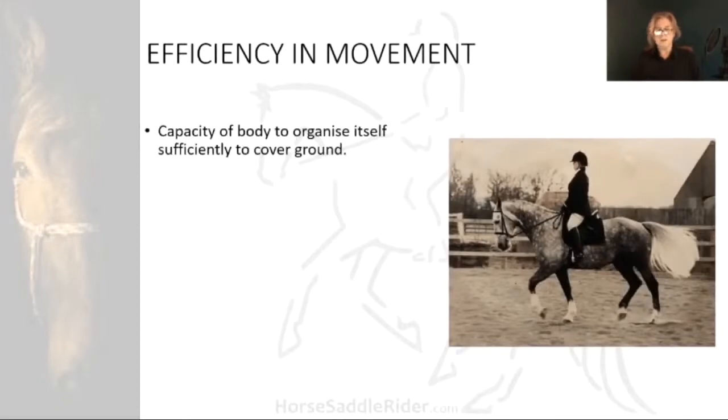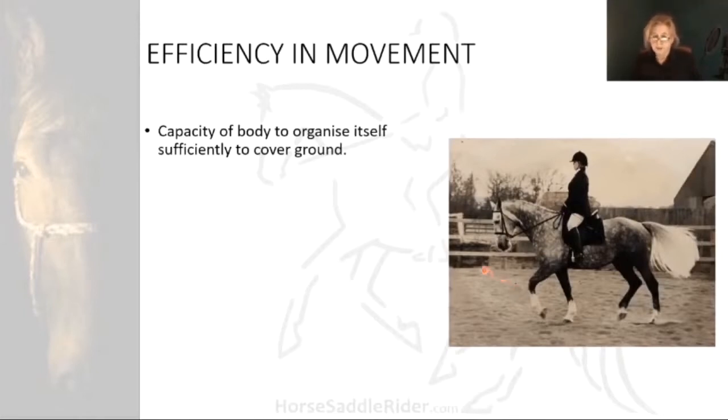So what is efficiency in movement? It's the capacity of the body to organise itself sufficiently to cover the ground. And that's quite simplistic, but the mechanism in which it does that is highly complex. The body is a machine, and you can see with the horse and rider, there are two machines together, and then there's a mediating surface in the middle, which has to perform as well.